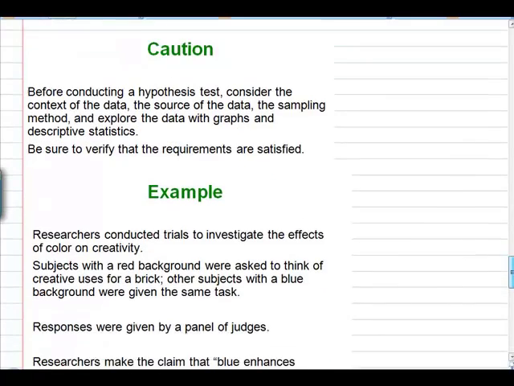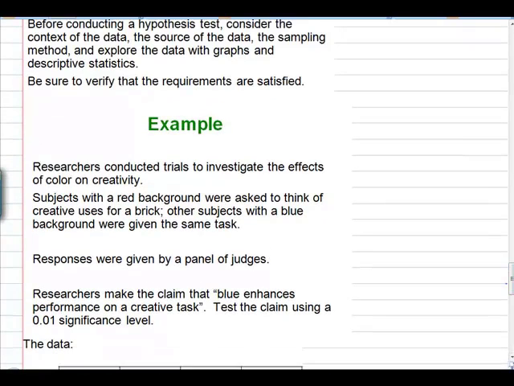All right, let's look at a problem. Researchers conducted trials to investigate the effects of color on creativity. Subjects with a red background were asked to think of creative uses for a brick. Other subjects with a blue background were given the same task. Responses were given by a panel of judges.